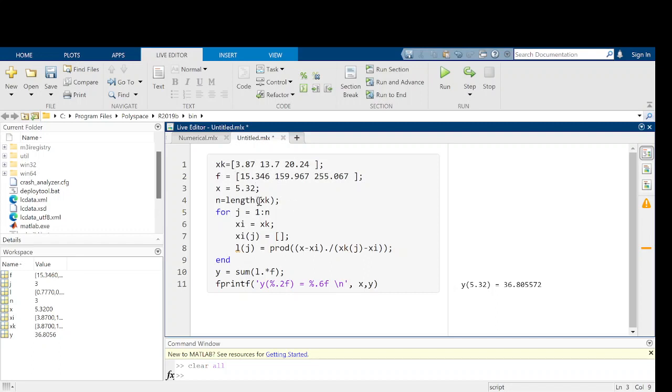Notice that because we have just indicated n here as the length of xk, even if we increase the number of points here and the associated number of points here, if we have more data, you can just enter it here, and the program will determine the value of n. So we don't have to change anything here. You can do more practice on this by using different sets of data and running, and then see what you get.